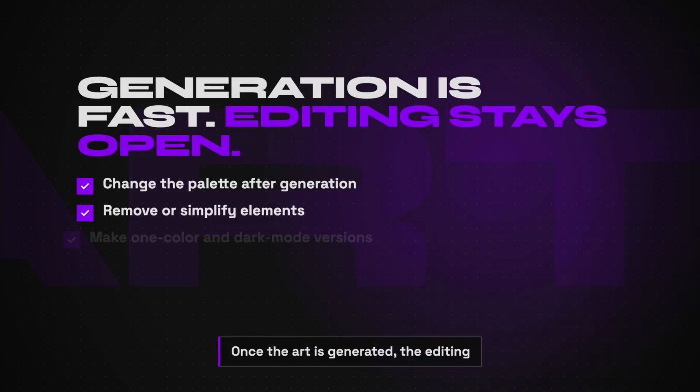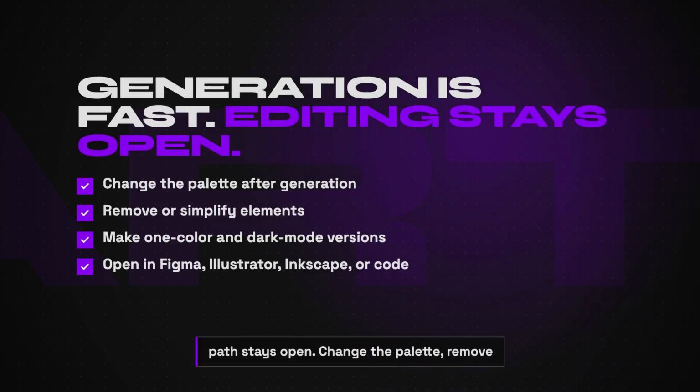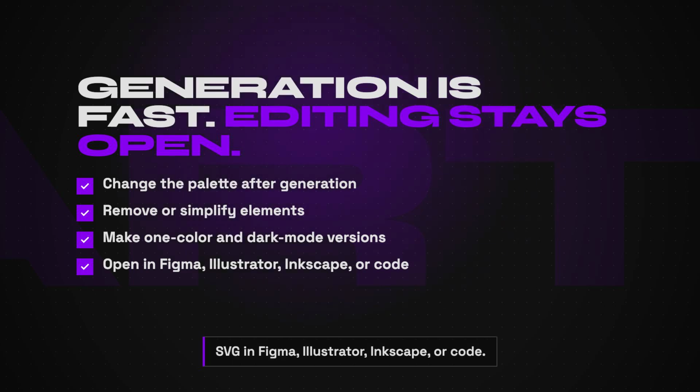Once the art is generated, the editing path stays open. Change the palette, remove a background element, simplify the shape count, make a one-color version, or adjust the SVG in Figma, Illustrator, Inkscape, or code. The point is control after generation.